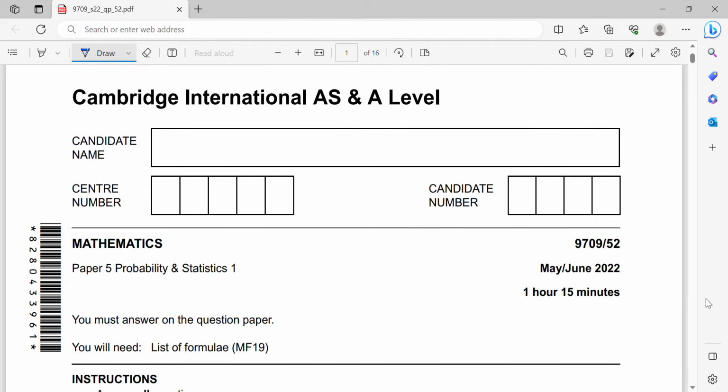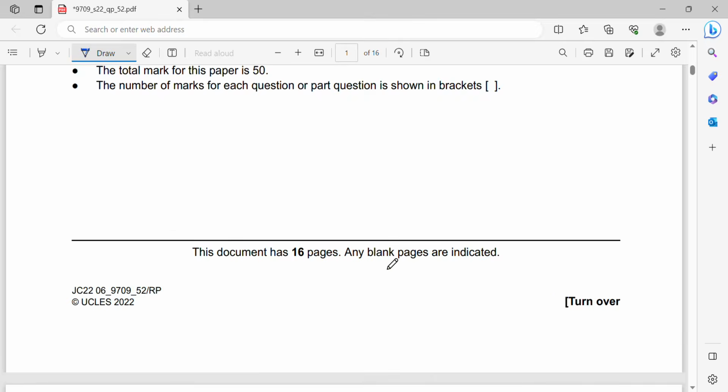This is Cambridge International AS and A-Level Mathematics, Paper 5, Probability and Statistics 1 for May-June 2022, and the code is 9709/52. Okay, so let's move on to question number 1.